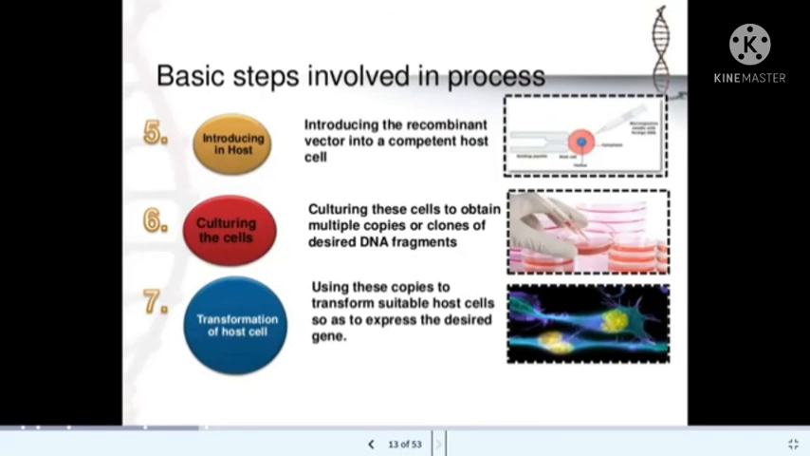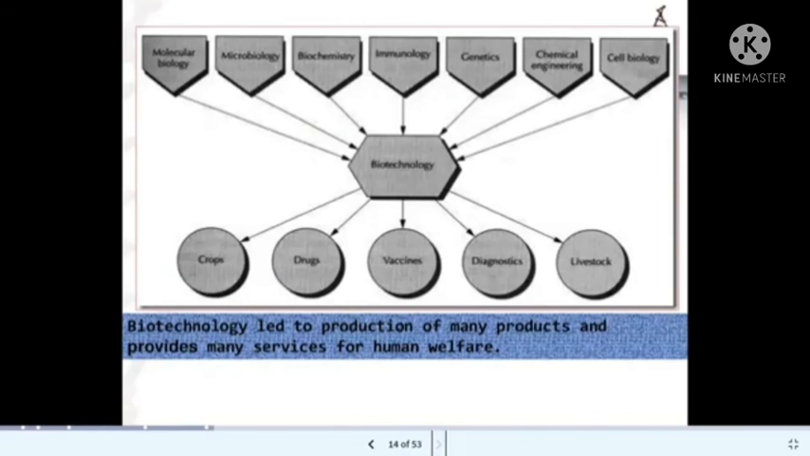After inserting, you get the recombinant DNA that is introduced by microinjection processes, and all that you will study later, into the host cell. There it is cultured. It is introduced into so many media, so it is multiplied. After multiplication, it is injected into the host cell so that you can see the host cell having the desired character.